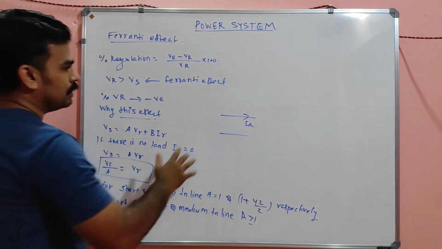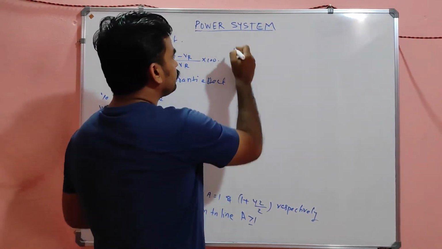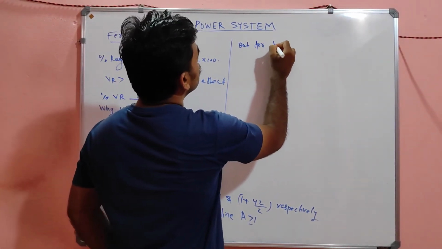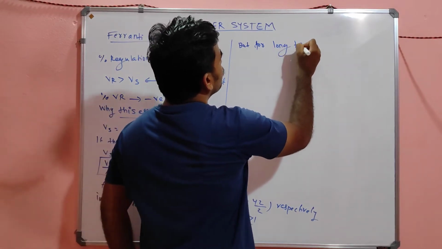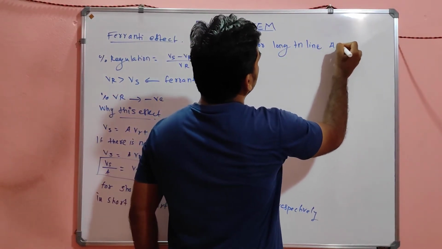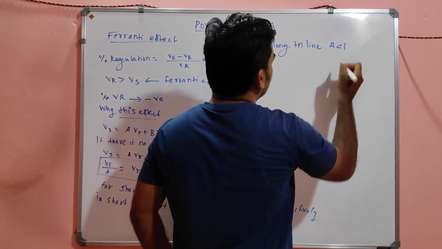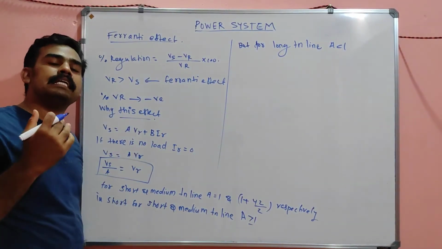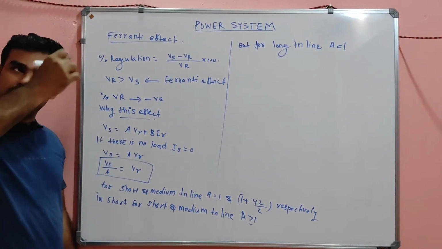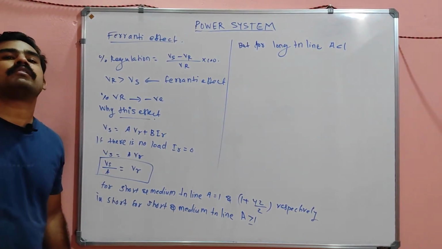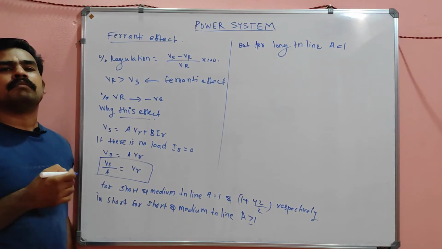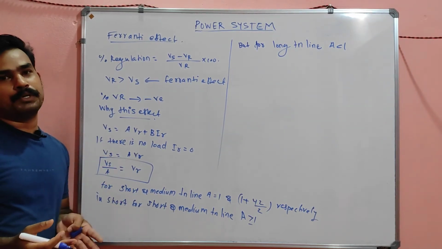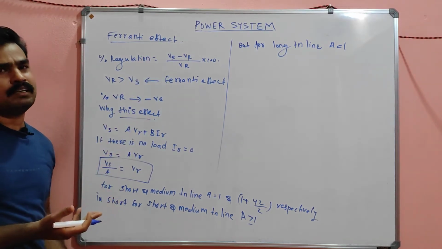But my dears, for a long transmission line, the value of A will be less than 1, not greater than 1. The value of A will be less than 1. Actually, there is also a very big derivation for the long transmission line. I didn't go there because there is no need, it is not in the scope of our competitive examination point of view. Just this relationship is only needed.